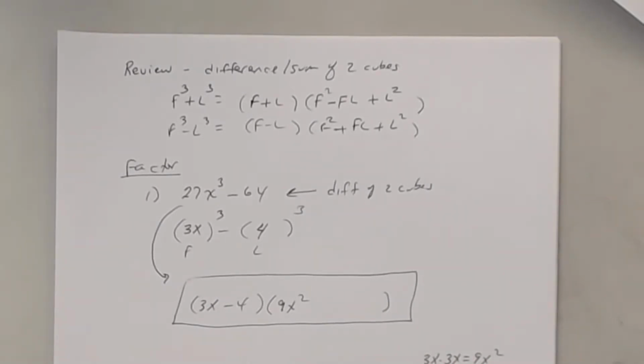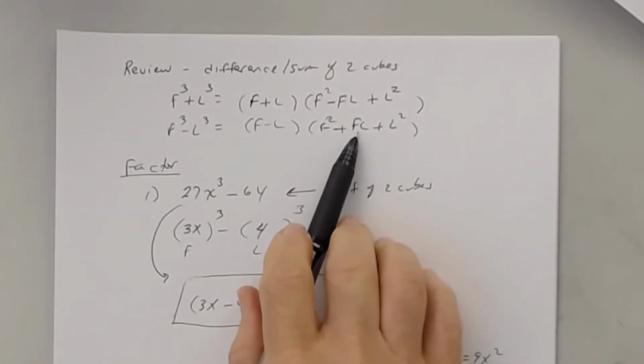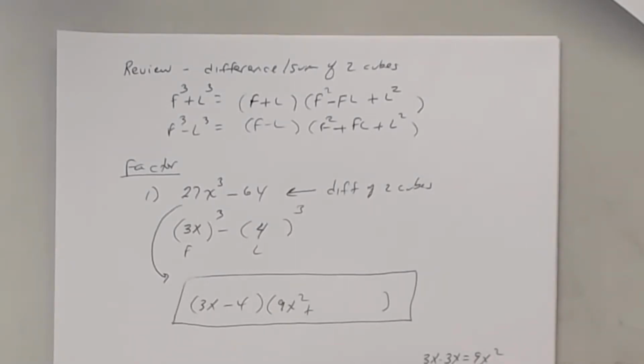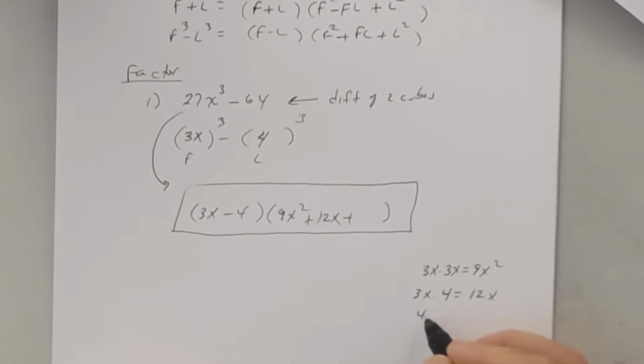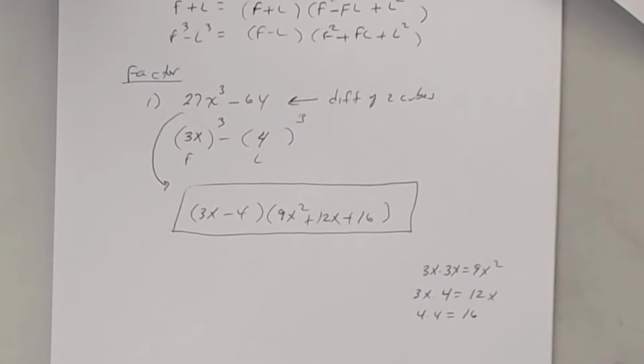What is the middle term? Is it going to be a minus or a plus? Plus. Then it says I take the first and the last and multiply them together. So what's the first? 3x. What's the last? 4. What do I get? 12x. And then plus L squared. What's L in this case? L in this case is 4. And so 4 times 4 is 16. And so there's your answer. So you get 3x minus 4 times 9x squared plus 12x plus 16.